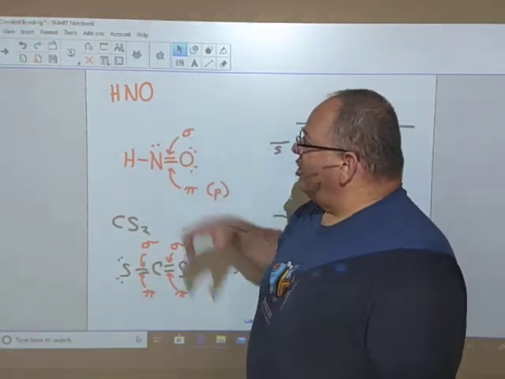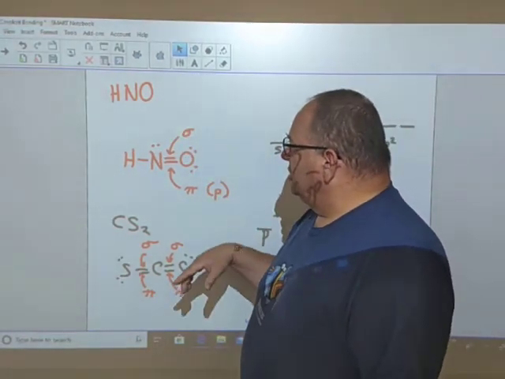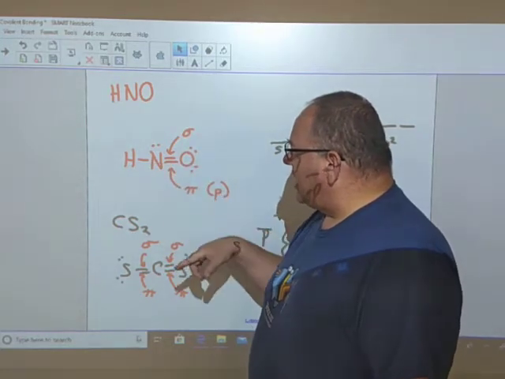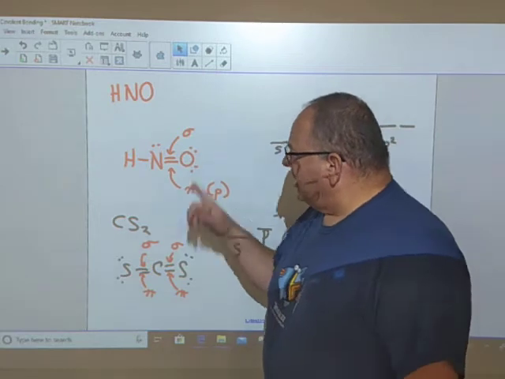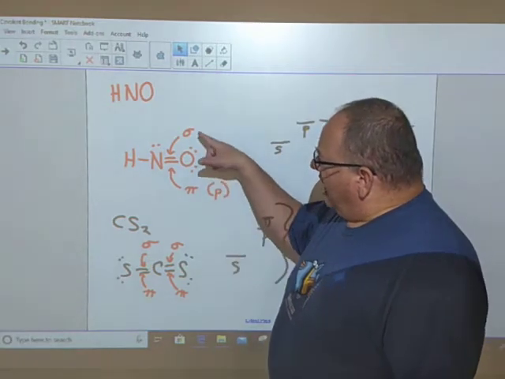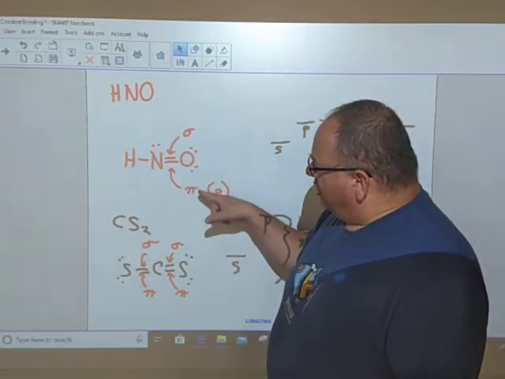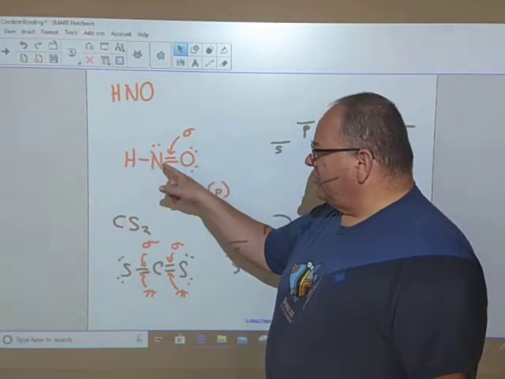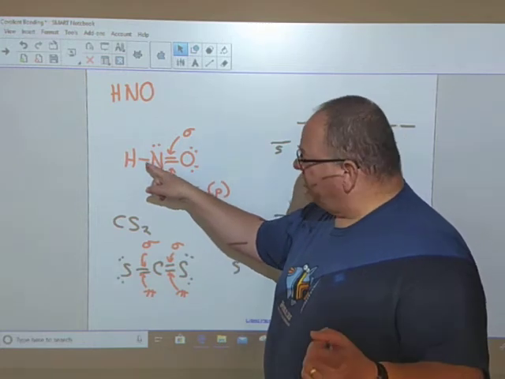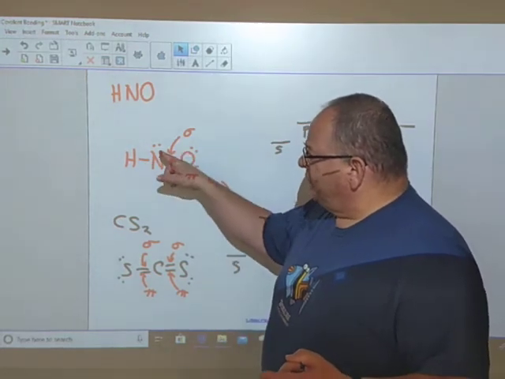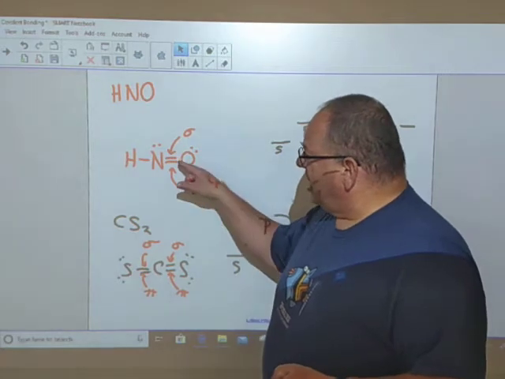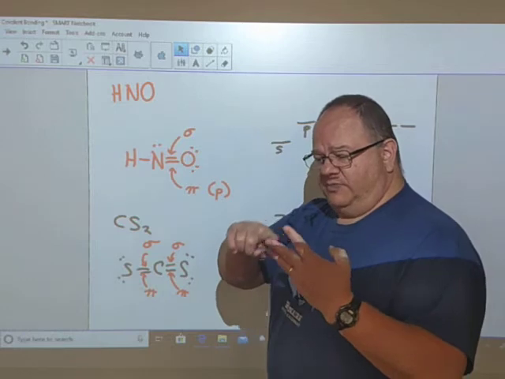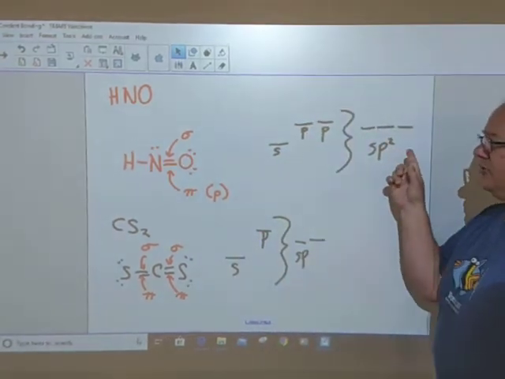Here's HNO. Draw a Lewis structure, nitrogen's in the middle, single bond to hydrogen, double bond to oxygen, unshared pair. So in here I'm just trying to point out that on that double bond, 1 part would be sigma, 1 part would be pi. Okay, we need a hybrid orbital for the sigma. So if you're looking at nitrogen here, you need a hybrid orbital for the single bond, you need a hybrid orbital for the unshared pair, and you need a hybrid orbital for that sigma bond. That would be 3, so we've got to go s, p, p, sp2 hybridization.